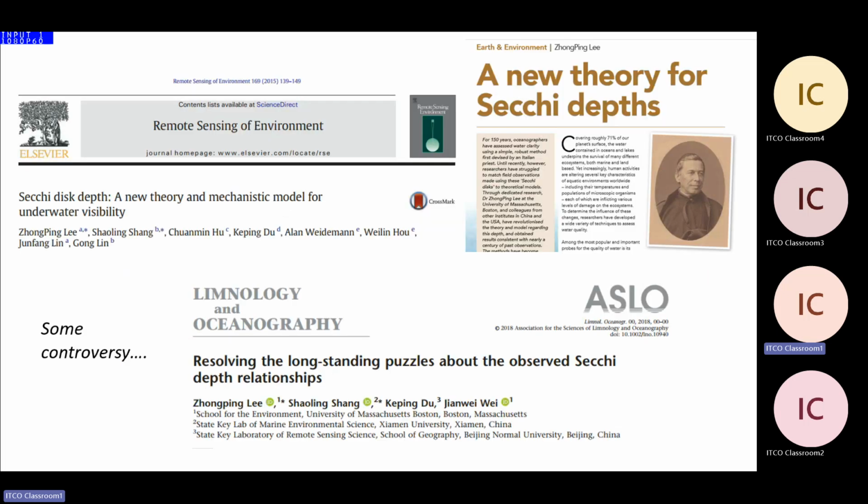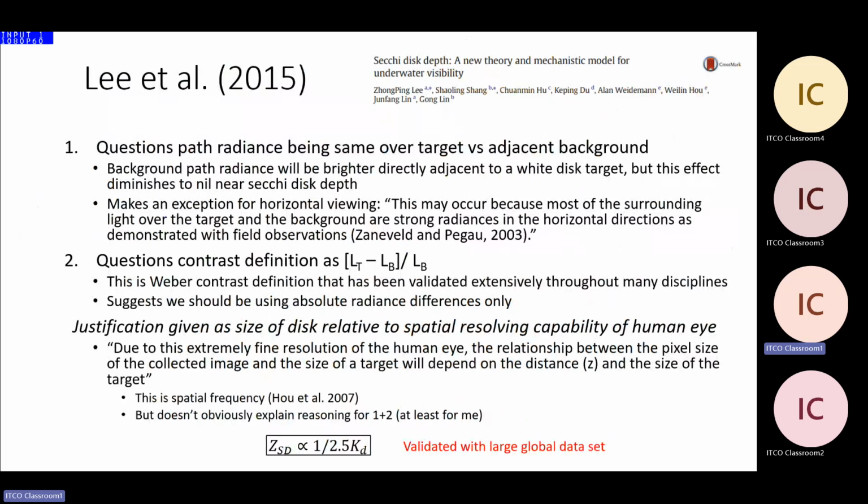So interestingly, starting about 2015, Zhongping Lee, I wish he was still here actually to discuss this a little bit, started coming out with a whole series of papers questioning the historical contrast reduction theory, basically saying it doesn't work. And for the way it was being implemented, it really wasn't working. So he came up with a new concept where instead of 1 over C plus K, we've got 1 over 2.5 KD as his approximation for the proportionality to the Secchi disk depth.